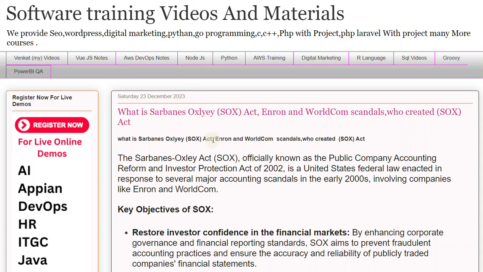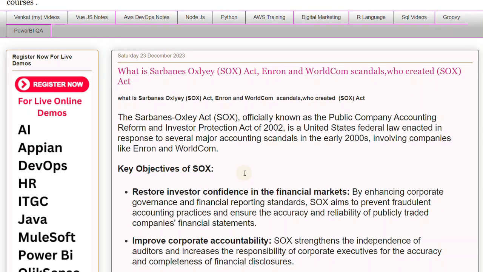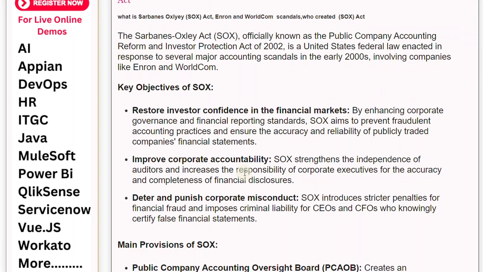SOX, officially known as the Public Company Accounting Reform and Investor Protection Act of 2002, is a United States federal law enacted in response to several major accounting scandals in the early 2000s, involving companies like Enron and WorldCom. Key objectives of SOX: restore investor confidence in the financial markets by enhancing corporate governance and financial reporting standards.